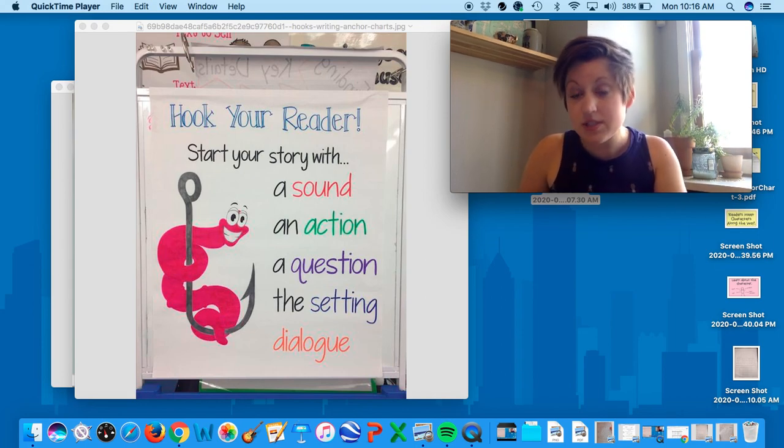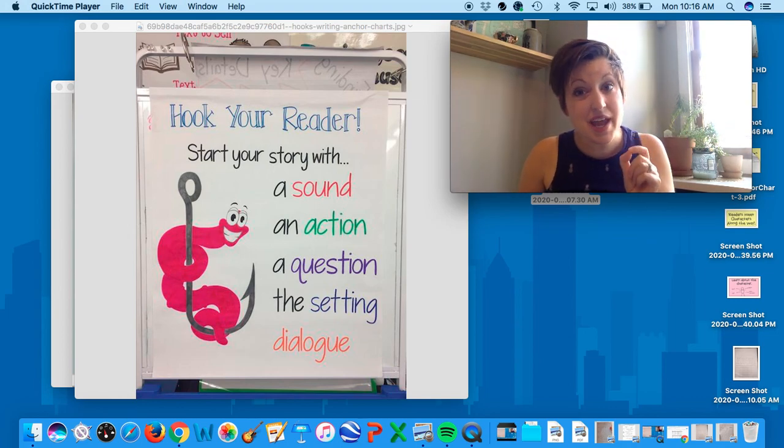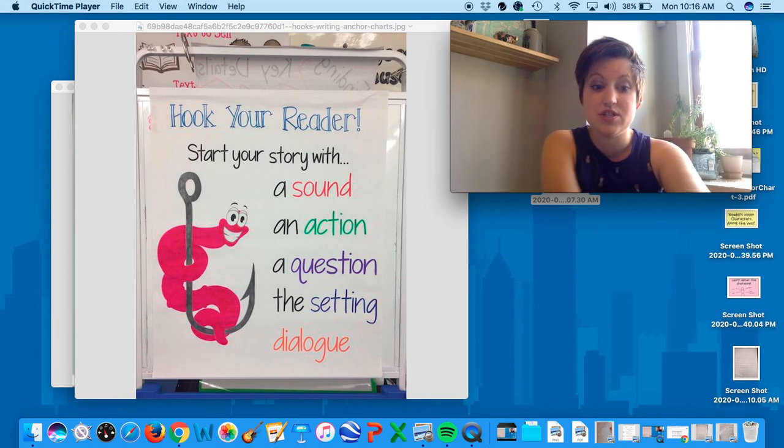Go ahead over to Seesaw and open up. You are going to see realistic writing paper in there. Remember, you're only going to be focusing on page 1 today and how you're going to hook the reader into your page using one of these strategies on the screen.